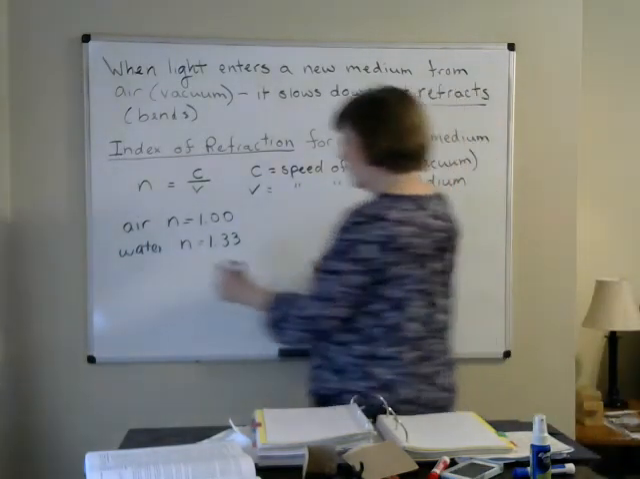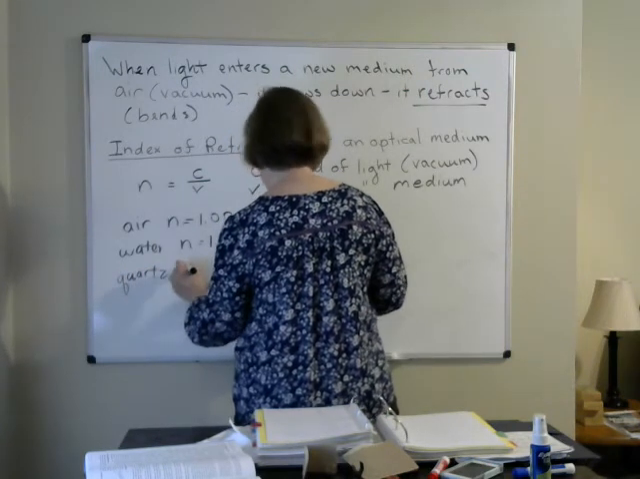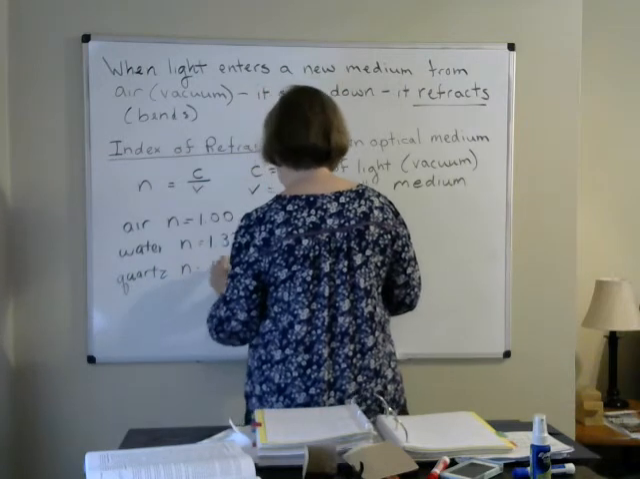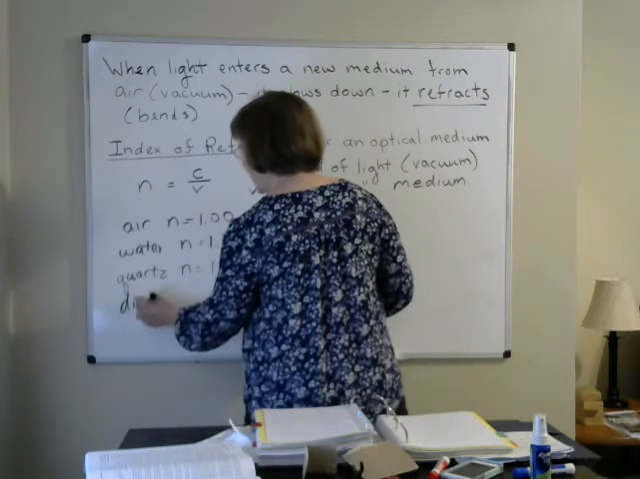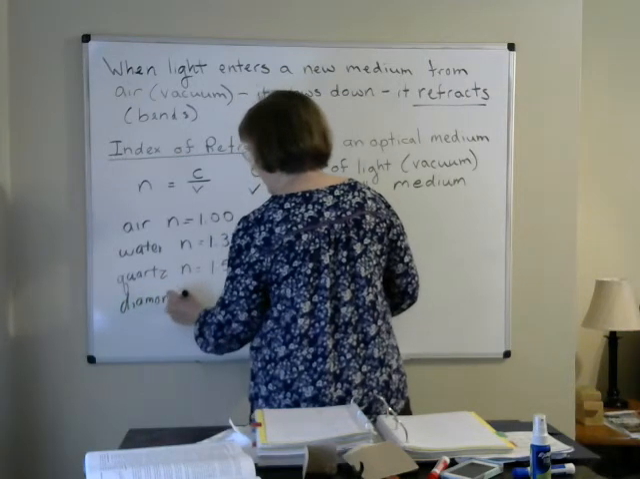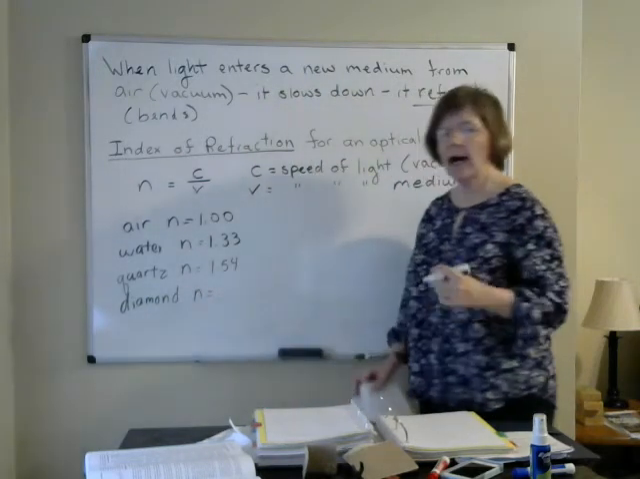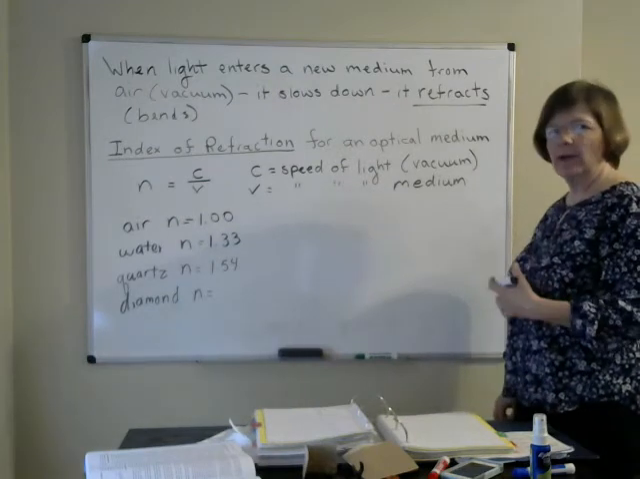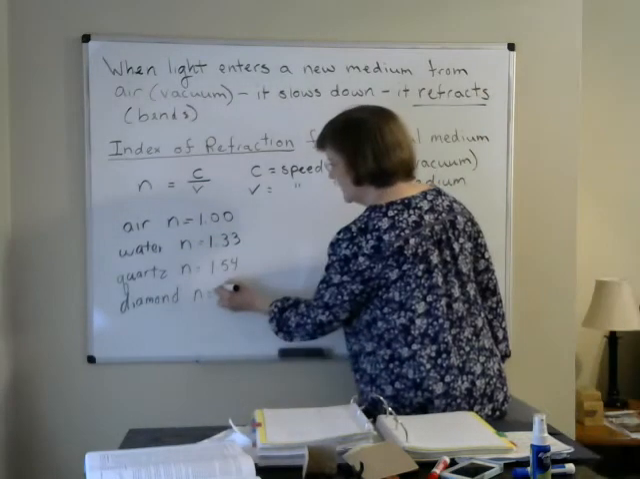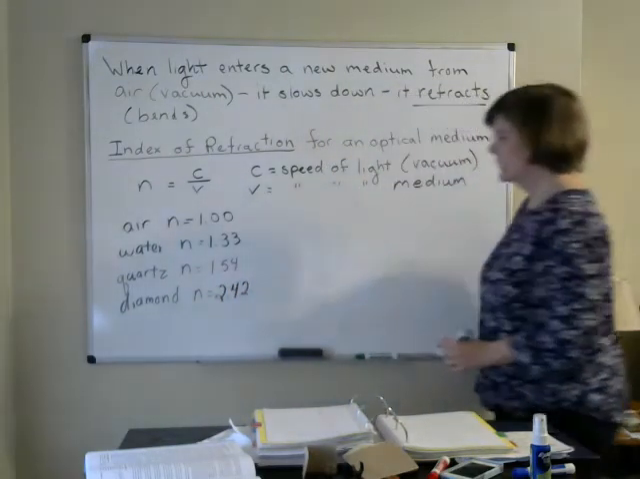If we look at quartz, we get n equals 1.54. And finally, diamonds are probably the one material that you are familiar with that has a really high index of refraction. Light slows down a lot when it travels through a diamond. Diamond has an index of refraction around 2.42.